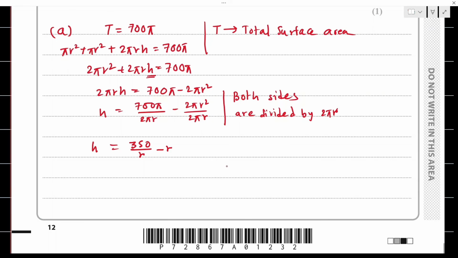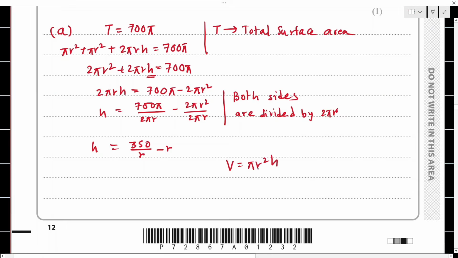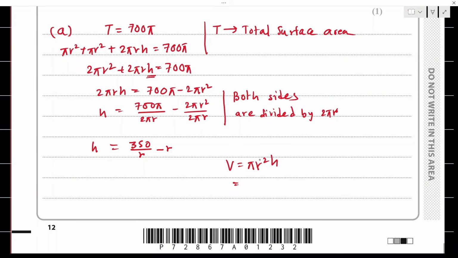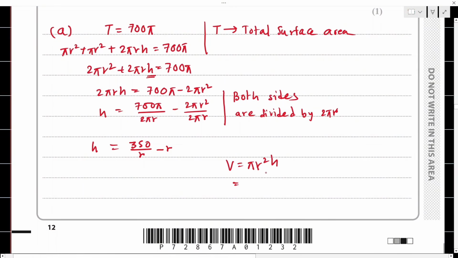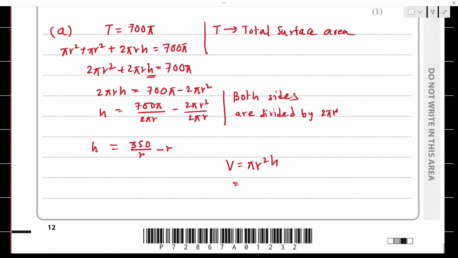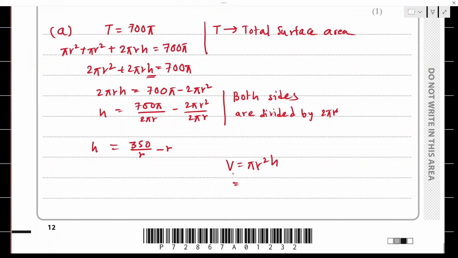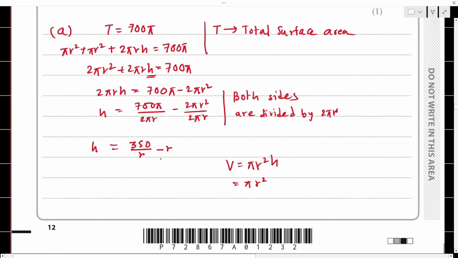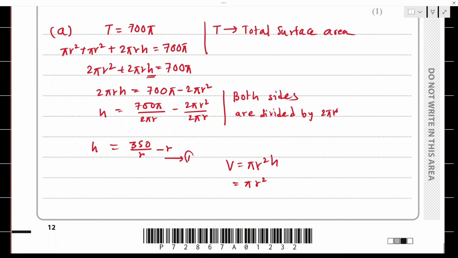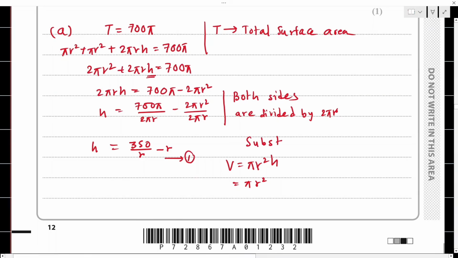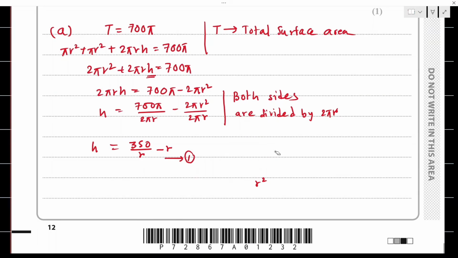We know that the volume of a cylinder is equal to pi r square h. The reason the volume is equal to pi r square h is because the cross-sectional area of a cylinder is a circle, which is pi r square, and the length of a cylinder is its height. So we are multiplying the cross-sectional area pi r square with its length, or h. So this will give us the volume of the cylinder. Now we are substituting h into our expression for volume. We can move on to the next page and write this.